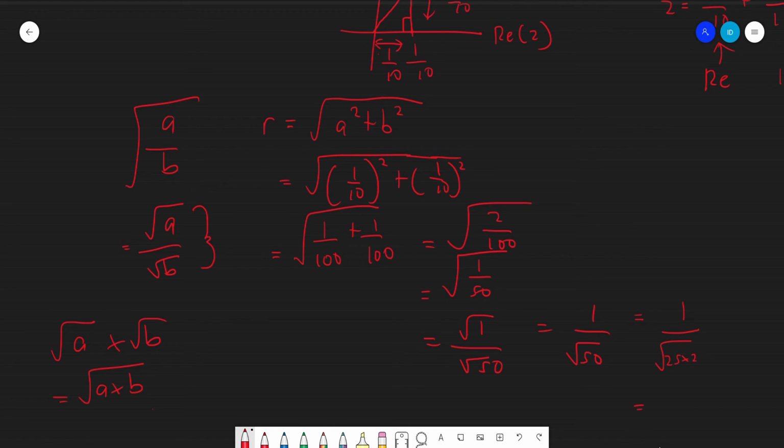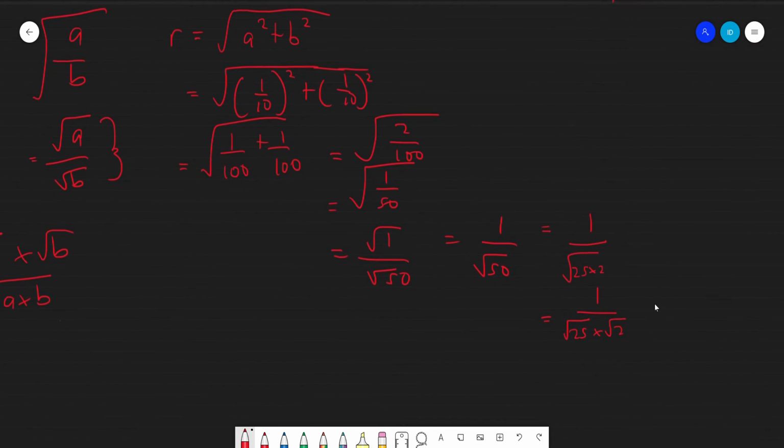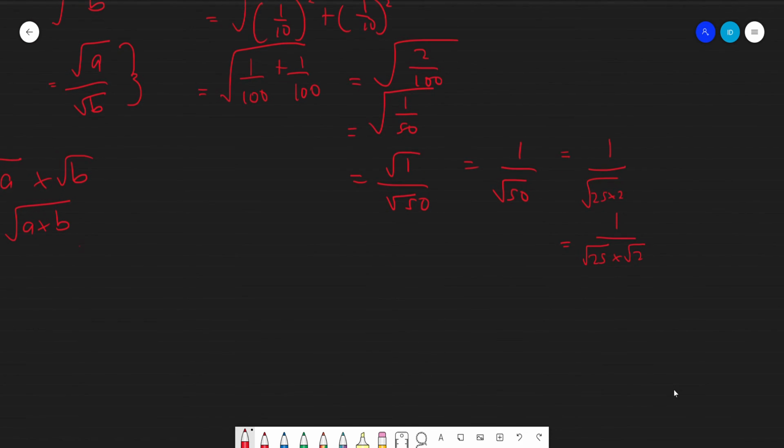Therefore, we can get 1 over set of 25 times set of 2. Now, set of 25 comes from 5, because we know that 5 squared is 25. Therefore, set of 25, or the square root of 25 should be 5, and then our answer should be 5 set 2. But wait, this is not an answer yet.